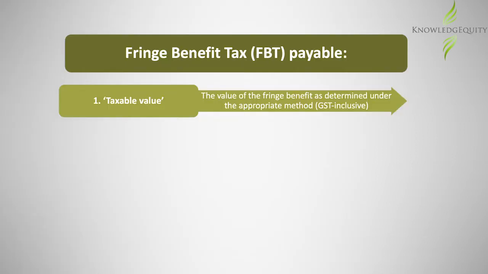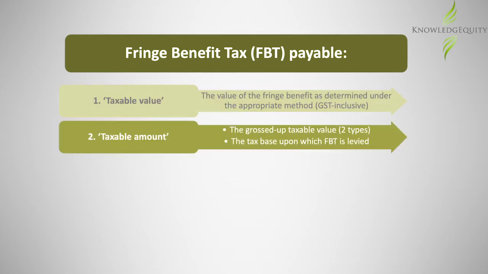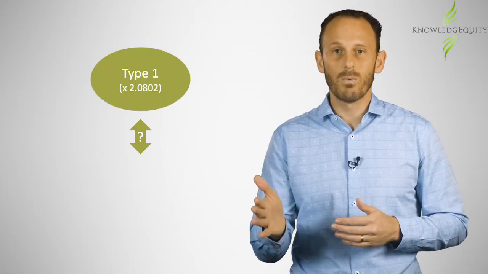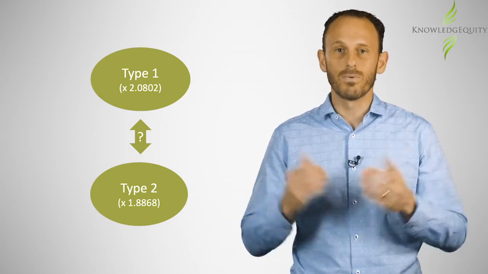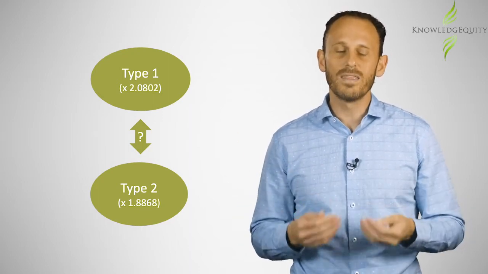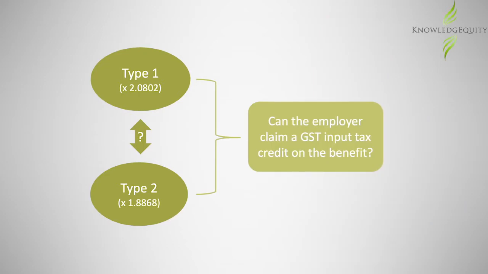Once the taxable values of fringe benefits have been determined, the next step is to calculate the taxable amount of fringe benefits for any given employee. This involves grossing up and aggregating the taxable values of each fringe benefit. Any given fringe benefit will be grossed up by either a Type 1 amount or a Type 2 amount. Which of the 2 gross up rates is used will depend on whether the employer can claim a GST input tax credit on the benefit.